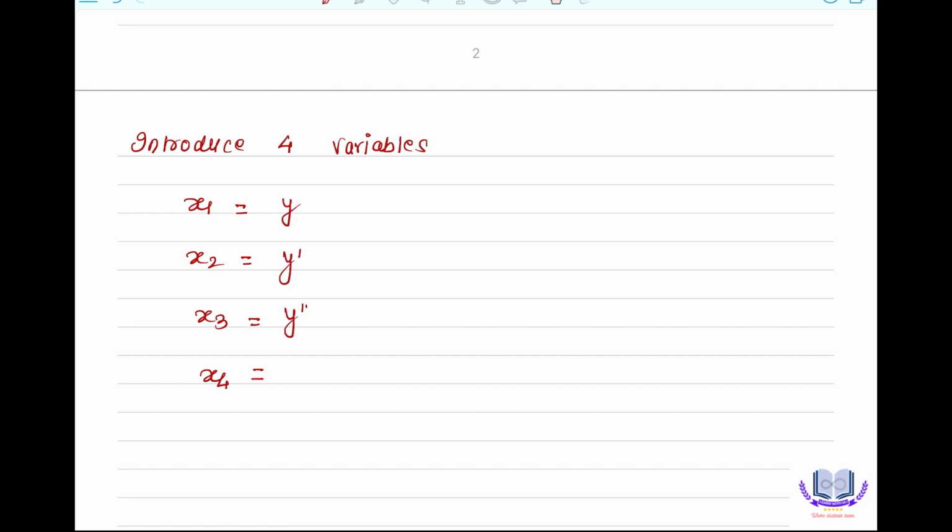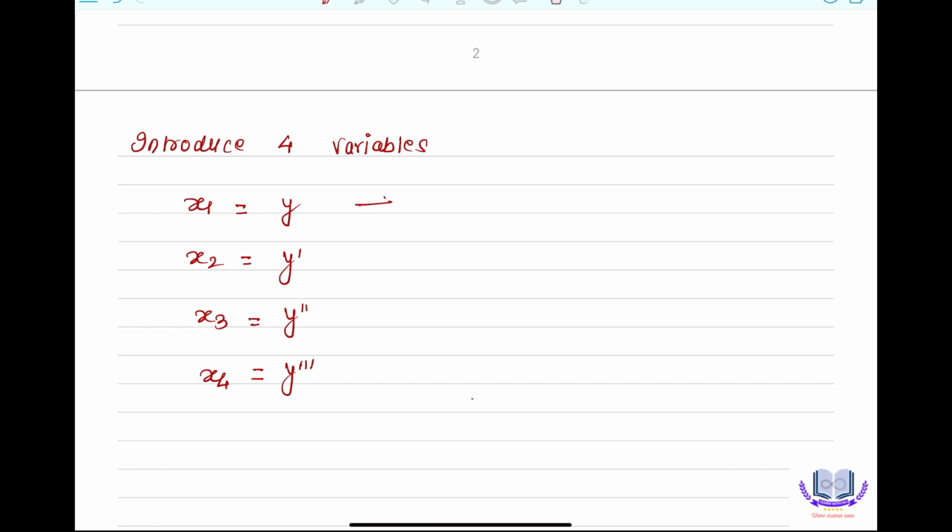As we know that this is fourth order differential equation, we will introduce 4 variables. Let's say these variables are x1, x2, x3 and x4, right? Now we will assign some values here. We will assign y, y dash, y double dash and y triple dash. Since it's a fourth order, up to third order we will assign.